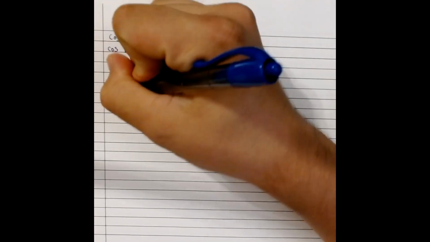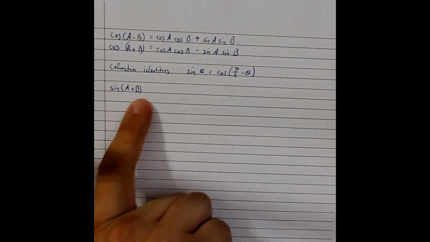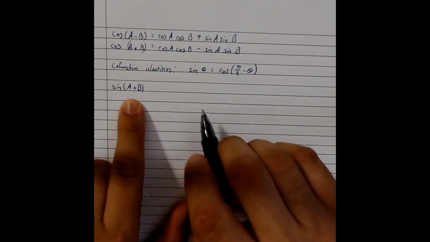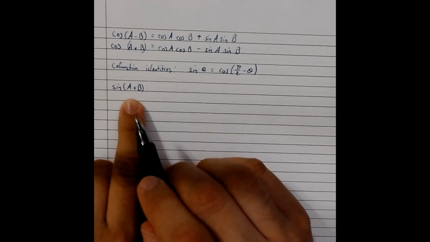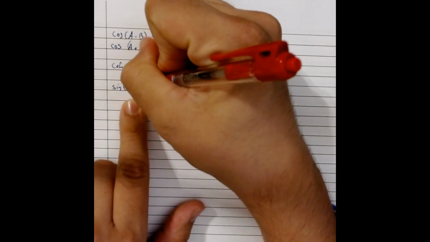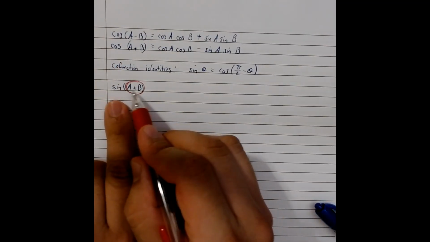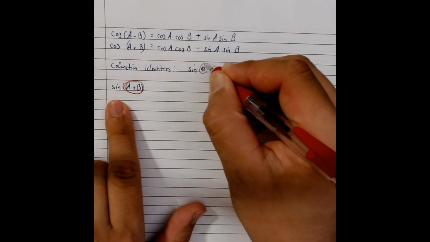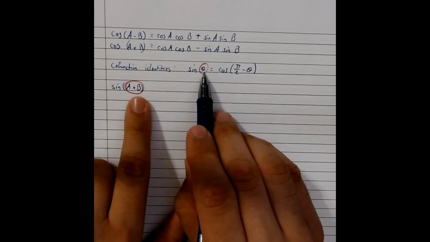Let's begin by noting that sine of a plus b, this a plus b is a single angle. Now, it's a single angle that's made by adding two other angles together, but it is a single angle. So here I'm going to go ahead and circle it just to keep things together. Yes, that's the sum of two angles, but you should think of it as being just a single angle. So the sine of one angle.